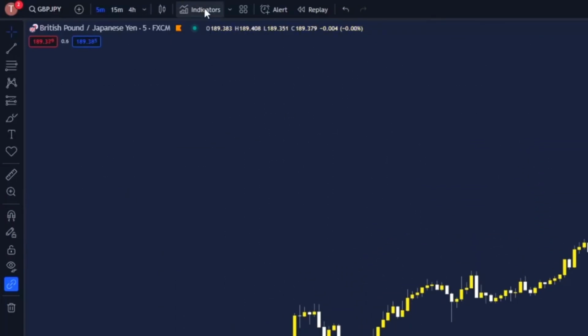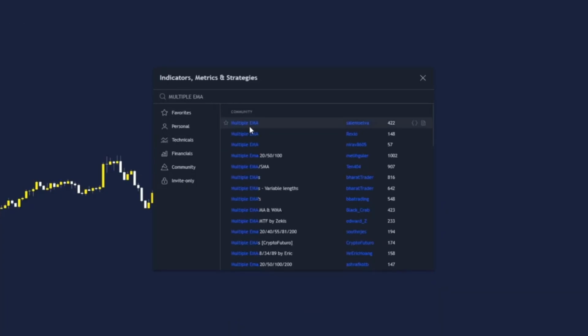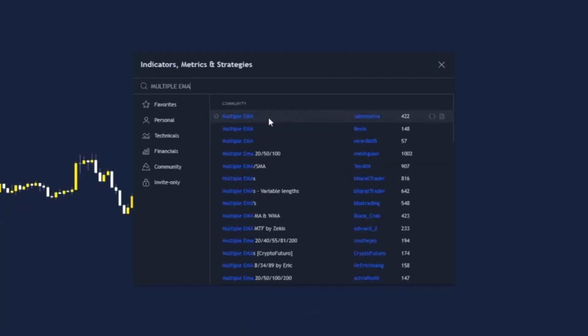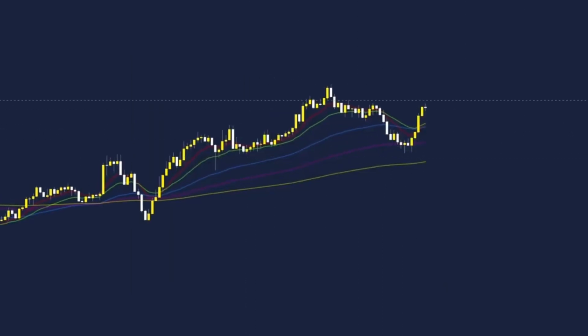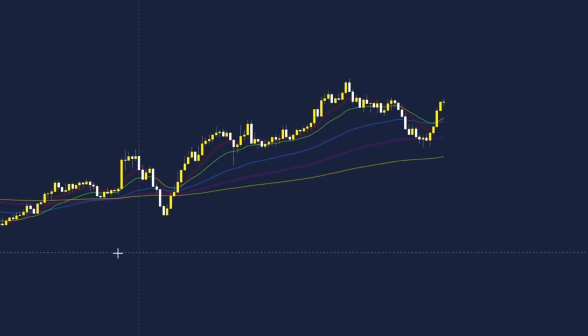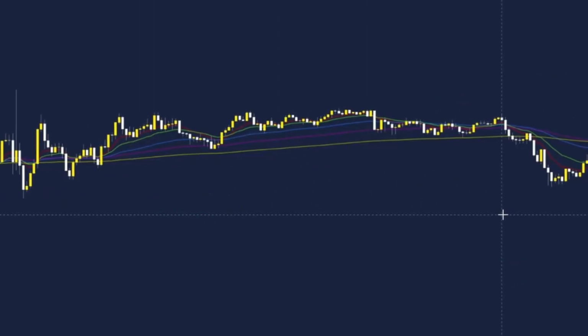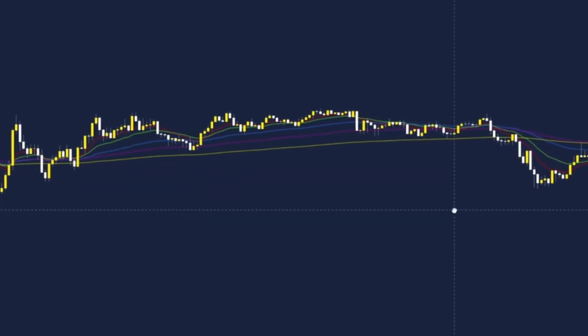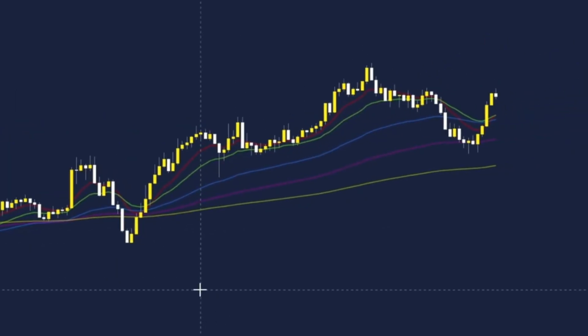Head up to the community scripts, search multiple EMA, add this one right here to your chart. This is the first indicator, but don't worry, we'll add the next one shortly. EMA stands for exponential moving average. I actually use this for my personal trading strategy. That's in the description if you want to check it out. But we can use the EMAs for signals as they show past market price data live on the chart. I'll show you how to do this in a moment.